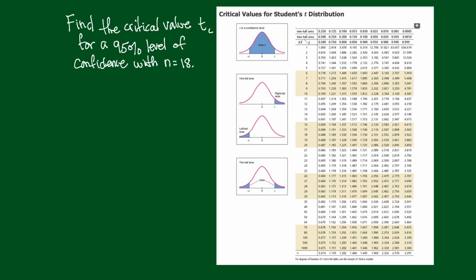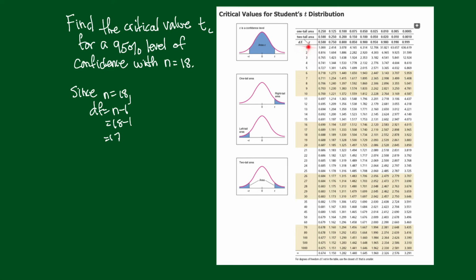How you do this is, look for degrees of freedom. For us, let's write it over here. Since n equals 18, degrees of freedom is n minus 1, so it's 18 minus 1, which is equal to 17. So we have 17 degrees of freedom. What we're going to do is look down degrees of freedom until we get to 17. It's right here.